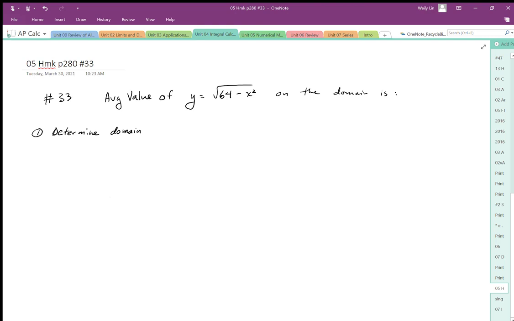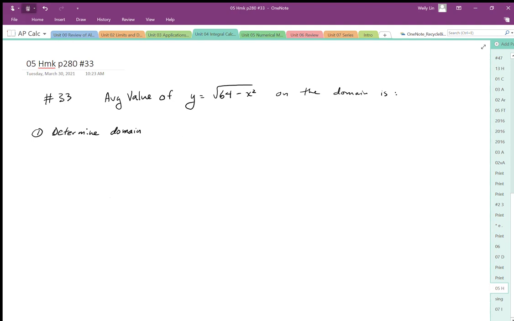33 from page 280 asks for the average value of y equals square root of 64 minus x squared, and what it is on the domain. So first thing we have to do is actually determine the domain. So we want to sketch this graph.